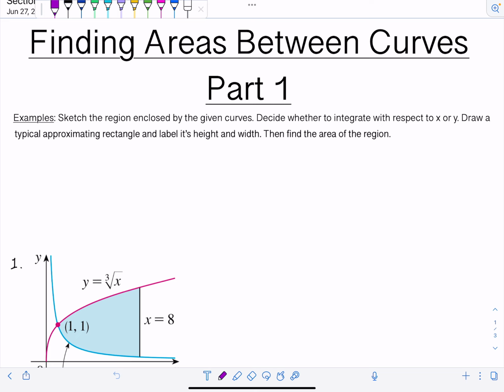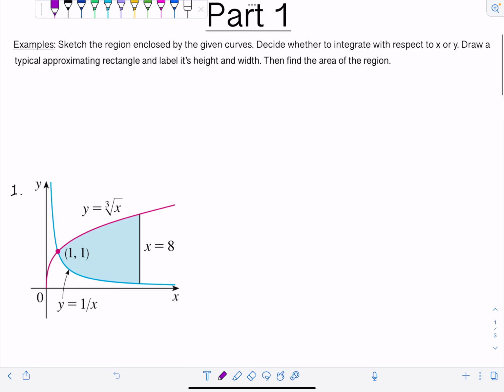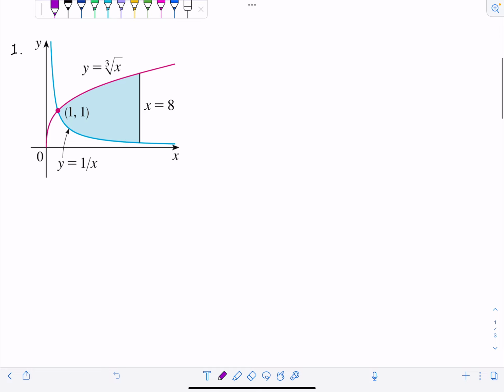Sketch the region enclosed by the given curves and then decide whether to integrate with respect to x or y. Draw a typical approximating rectangle and label its height and width, then find the area of the region. So actually the first couple examples will already give you the graph of the region, and then after that we'll have to do them by hand. So this one's a little easier.